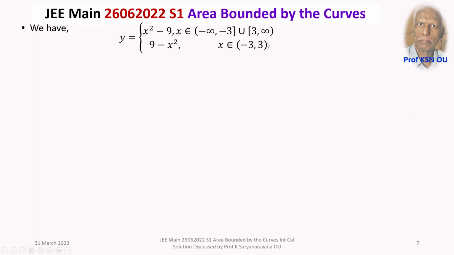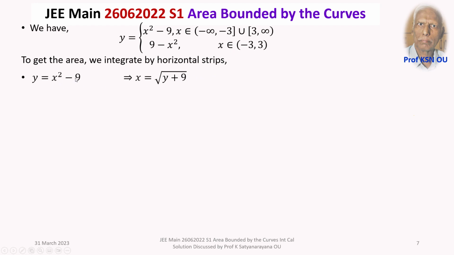We have the given curve, and we want to integrate by horizontal strips to get the area. To integrate by horizontal strips, you have to express x in terms of y. So y is equal to x square minus 9 implies x is equal to under the square root of y plus 9. y is equal to 9 minus x square implies x is equal to under the square root of 9 minus y. Why? To get the area, we integrate by horizontal strips. For that, you have to use the integral x dy. So we have derived the appropriate formulae, x in terms of y.